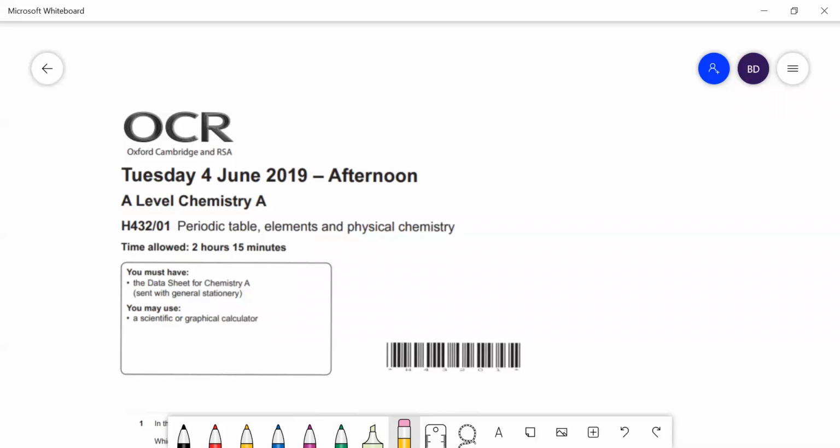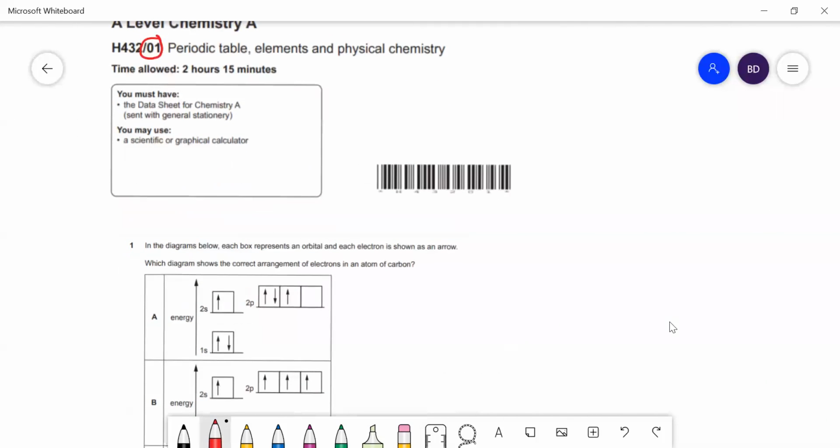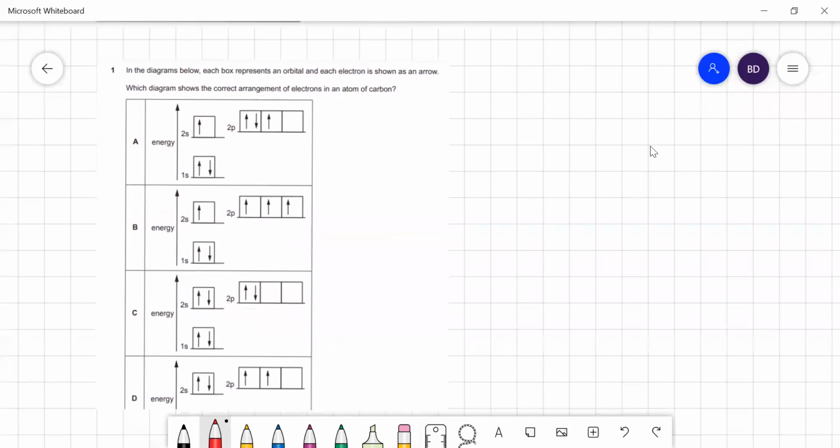In this video, I'm going to go through OCR A-level Chemistry. This is the 2019 papers, and this is paper 1. I'll just do the first half of the paper in this video and finish the second half in a later one. Okay, so first of all, we have the multiple choice section.